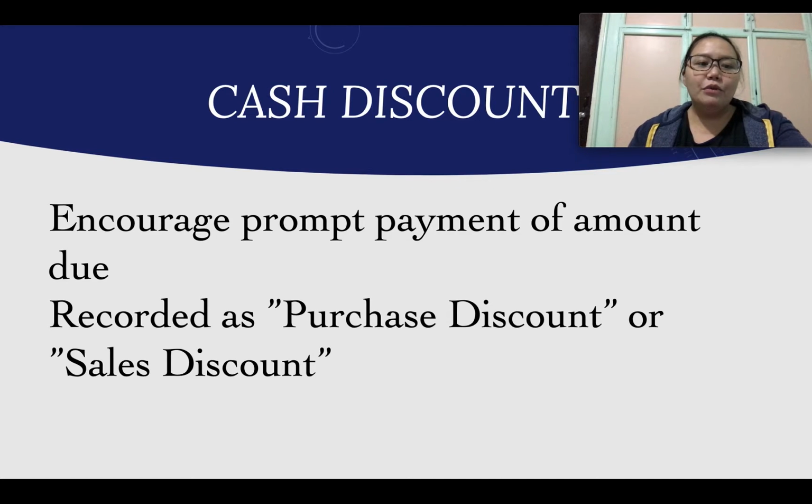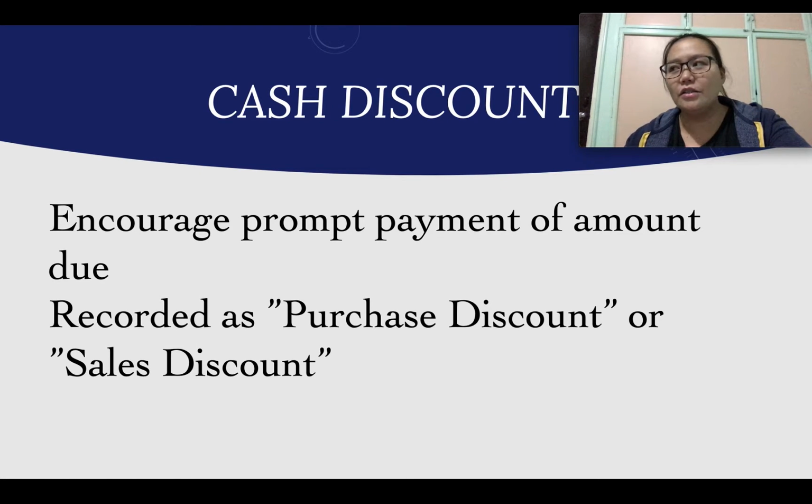But sometimes you will see something like 2 over 10, N over 30, or 2 over 10, 1 over 15, N over 30. So what does that mean? Okay? If you see 2 over 10, N over 30, it means that you will be given a 2% discount if you pay within 10 days. Or for 1 over 15, you will be given a 1% discount if you pay within 15 days. And of course, the full amount is due within 30 days. So that's how cash discount is given.